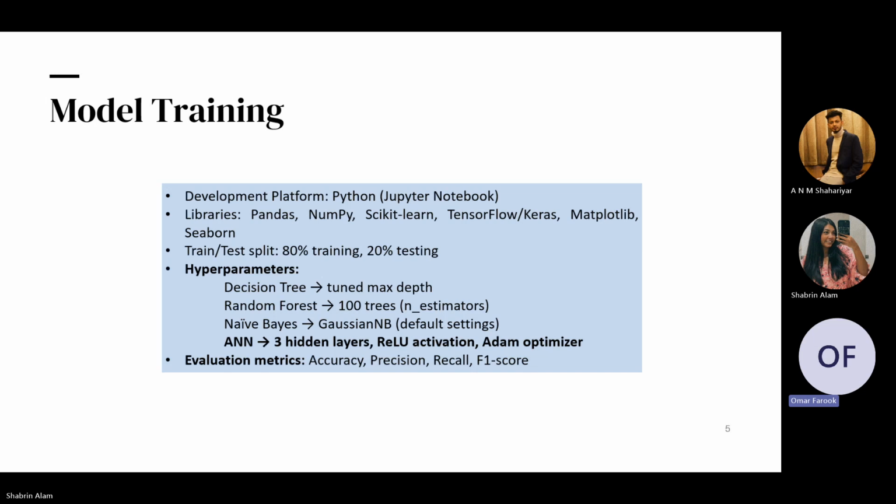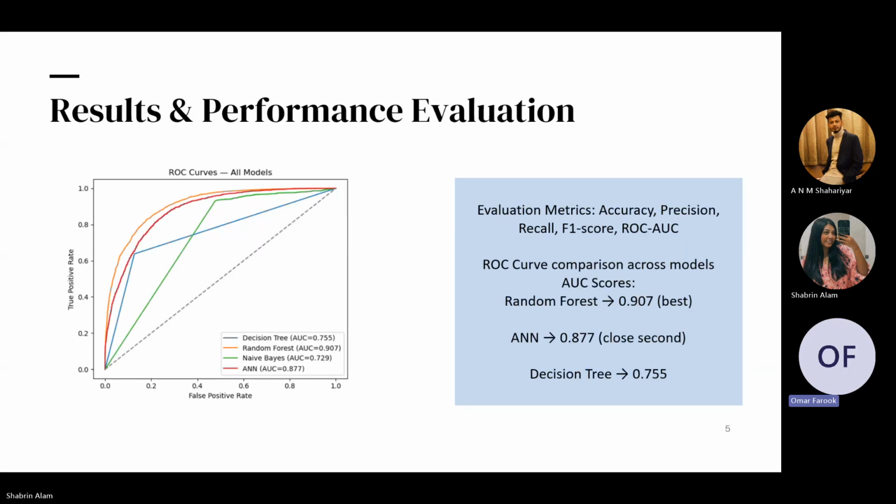We evaluated with metrics like accuracy, precision, recall, F1 score, and ROC AUC. These are the metrics to measure the performance of the model, so we could compare them according to their performance. So that was all for my part. I'm going to hand over to my next teammate, Shahriar. Shahriar, please carry on.